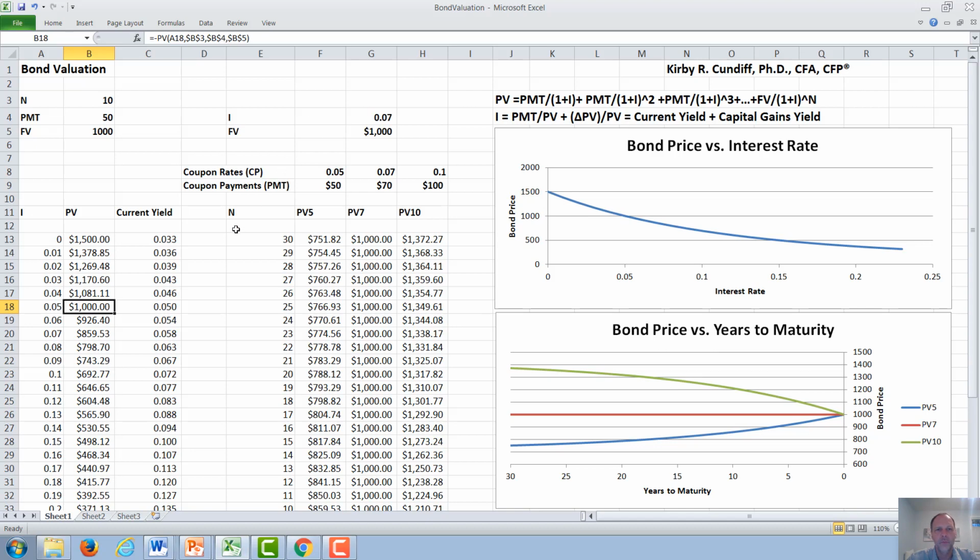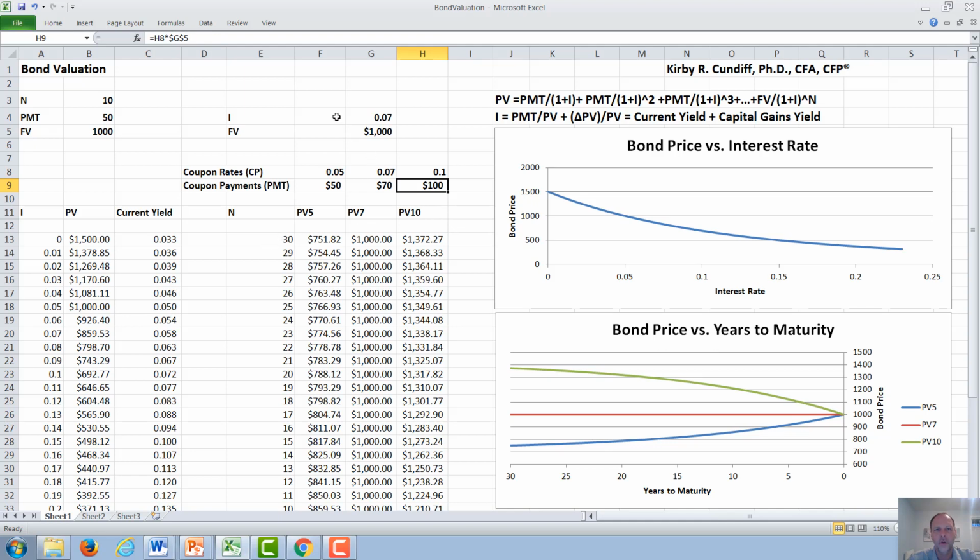As another example, we will look at changing not the interest rate, but the number of years to maturity. In the first example, the number of years to maturity was constant and the interest rate gradually increased. In our second example, we will keep the interest rate constant at 7%, again with a face value of 1,000, and now we will gradually decrease the number of years to maturity. We will look at 3 different bonds: one with a coupon rate of 5%, one with a coupon rate of 7%, or a coupon payment of 70, and one with a coupon rate of 10%, or a payment of $100.